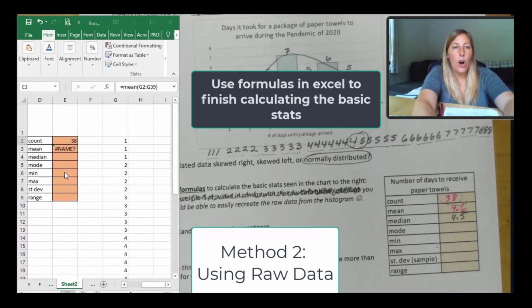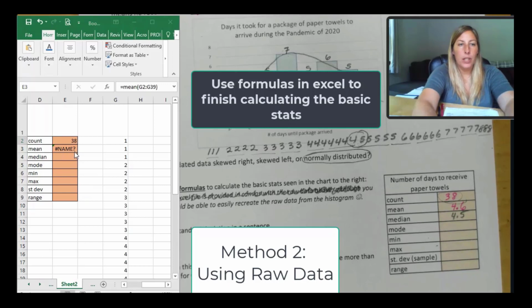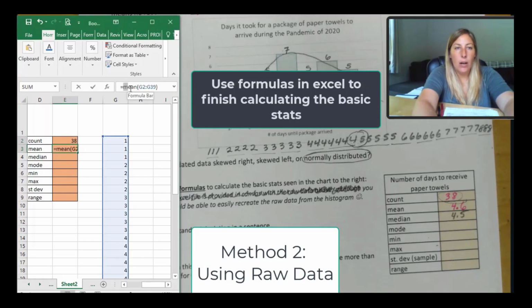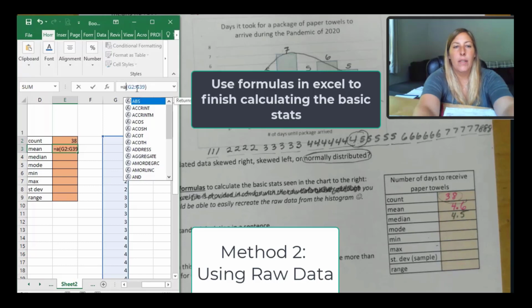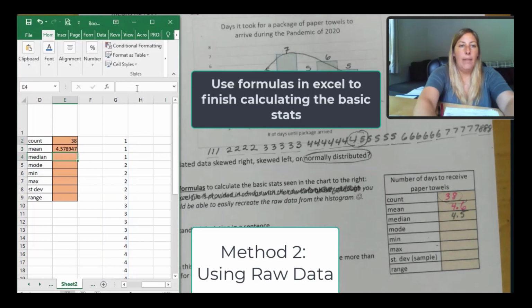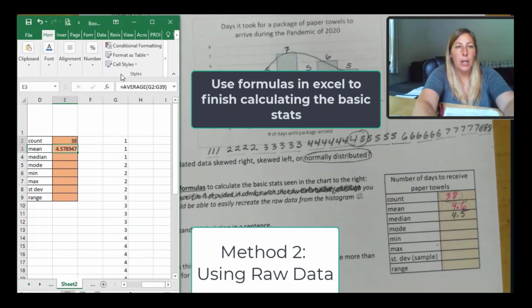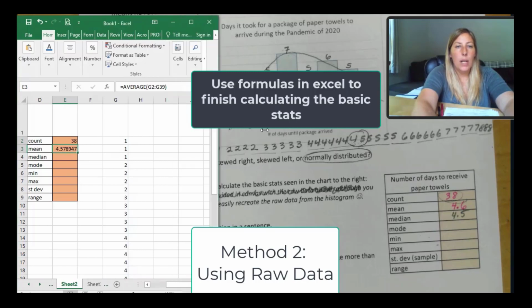Look how easy this is. What did I do wrong? It's telling me #NAME? with a question mark. It's saying it doesn't like it. What did I do wrong? Who can tell me? Very good. Mean is not a function that Excel recognizes. What do I have to use instead of mean? I have to use the average. Very good.